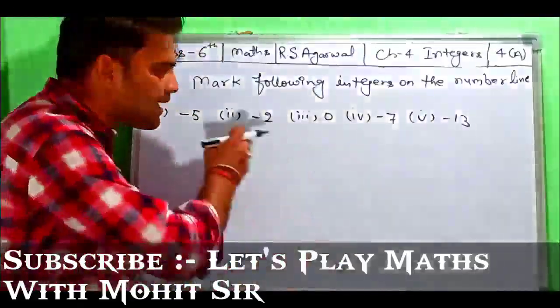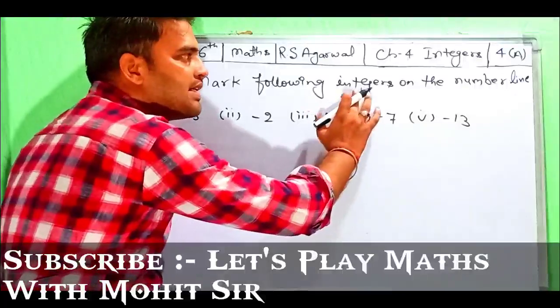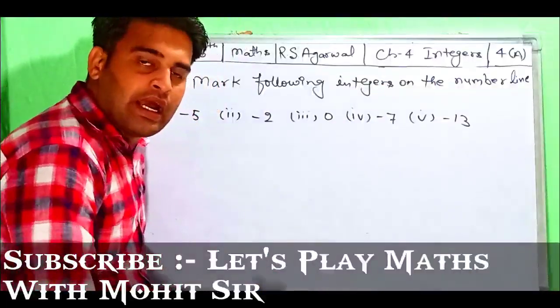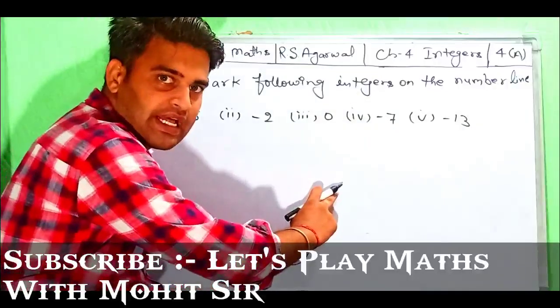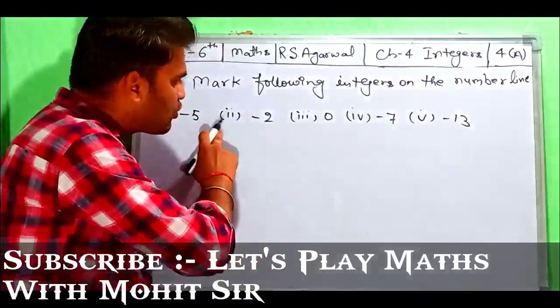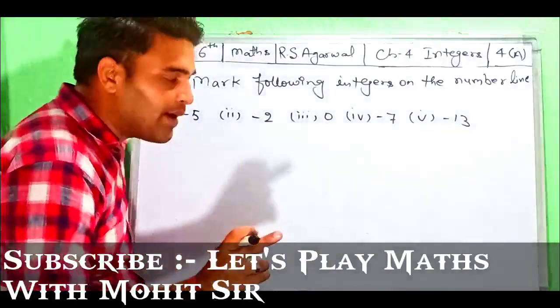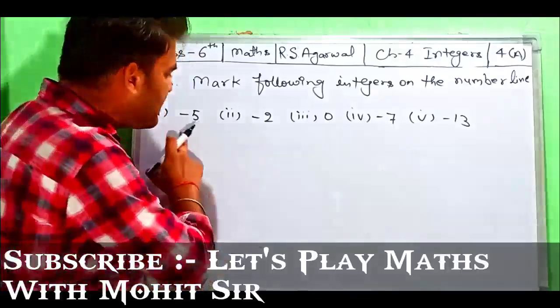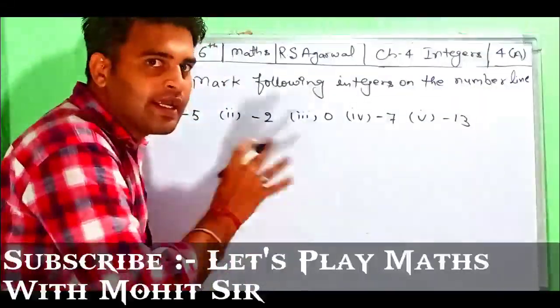Let's start the third question. What is our third question saying? Mark the following integers on the number line. I talked about the number line at the start of the video. On that number line we will have to place them. How can we place them? First we have to choose the numbers. Is there any positive number? No, it means we will have to focus on negative numbers.